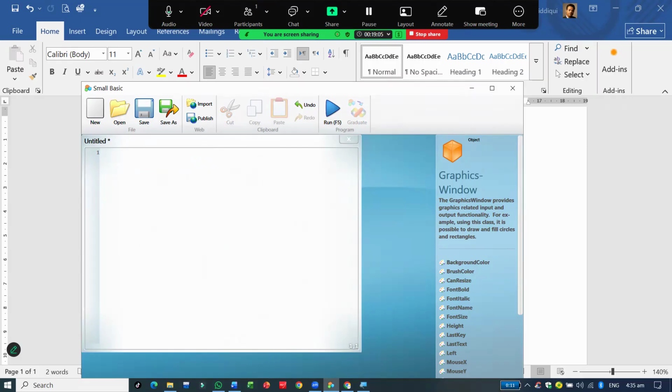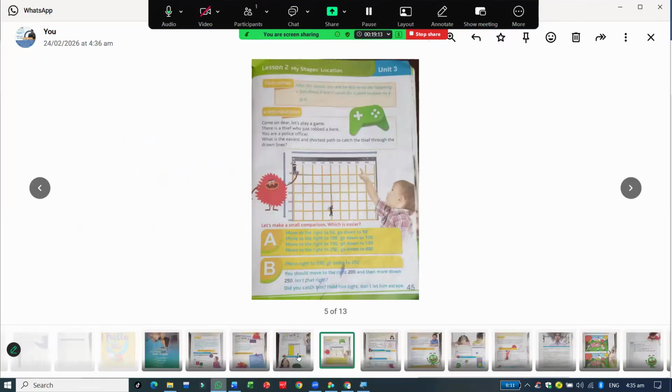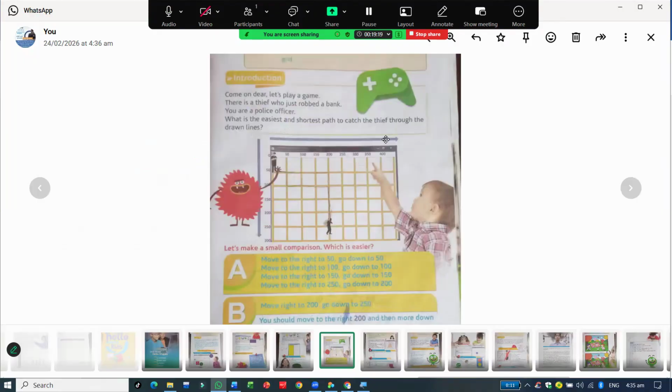Students, first of all, you need to understand that if you want to draw any type of shape, you need to move your shape according to this. Like we have 0 till 400. Now move right to 50. This is the easiest procedure you have in your book.